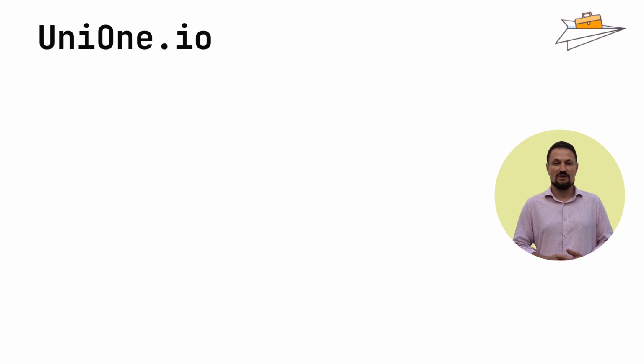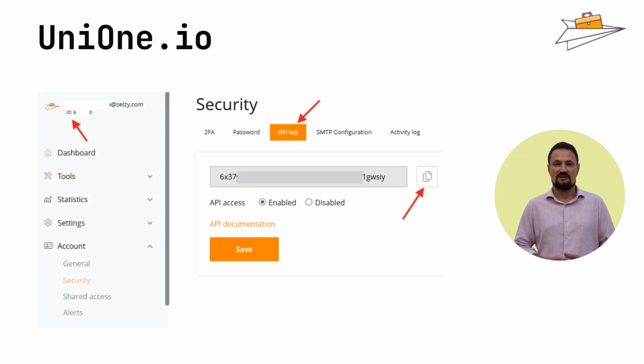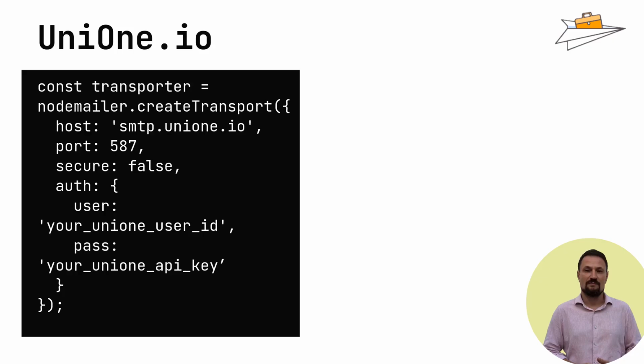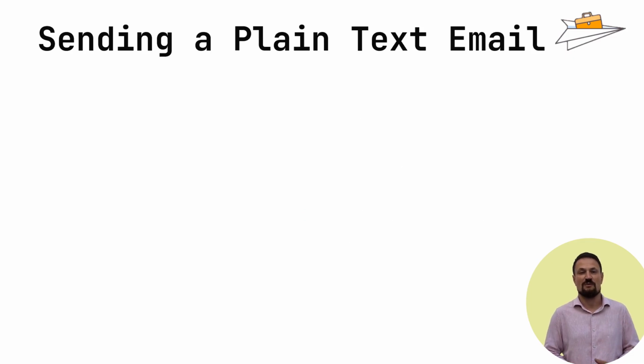If you're using UniOne as your SMTP service, here's how to connect. Log in to UniOne. Find your user ID in the top left of the dashboard. Go to Account, then Security. Generate or copy your API key. Save these for later. You'll need both the user ID and API key for authentication. Now plug this code into your NodeMailer setup. Before sending an email, verify your connection like this. That's it. Now you're ready to send emails via SMTP with Node.js and UniOne. Okay, we are done with preliminaries.